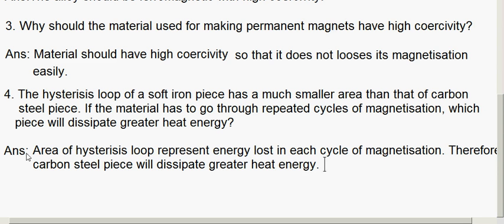So it is clear, I guess. So you should remember the area of hysteresis loop is directly proportional to the energy lost in each cycle of magnetization and demagnetization. So because here we are choosing a material which has to undergo repeated cycles of magnetization, if we choose soft iron piece, it will have less energy loss or less heat energy dissipation compared to carbon steel piece, because carbon steel piece has greater area.